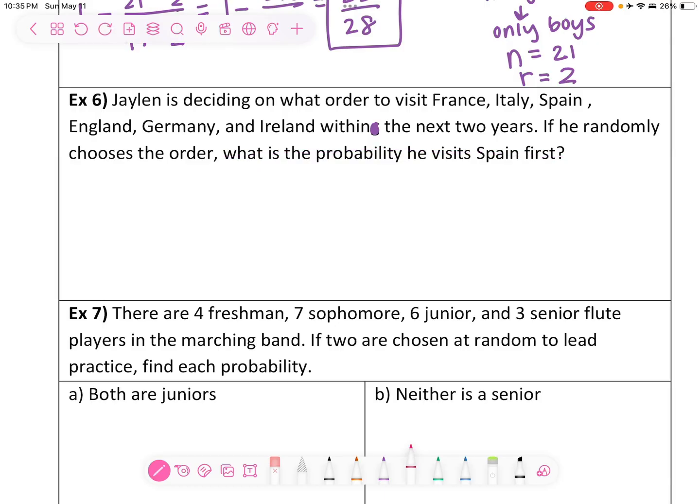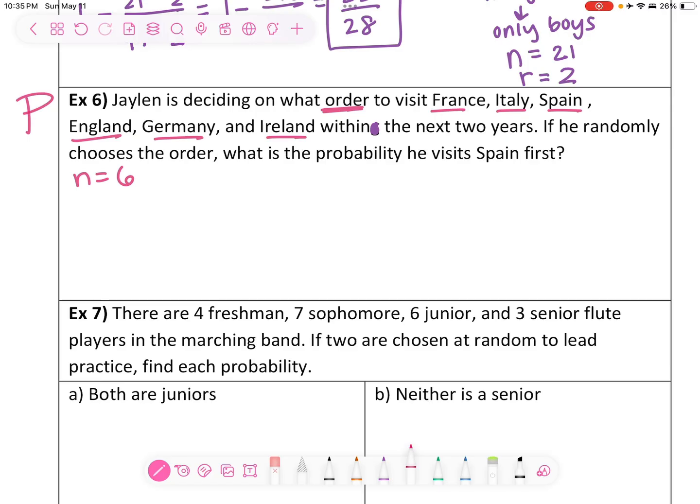Jalen is deciding on what order to visit France, Italy, Spain, England, Germany, and Ireland within the next 2 years. So it already says right in that scenario that we want the order that he's going to visit them. Which one is he going to go to first, second, third? So that's for sure a permutation because the order matters. Permutation where n is France, Italy, Spain, England, Germany, and Ireland, which is 6 options. So there's 6 countries he wants to go to.